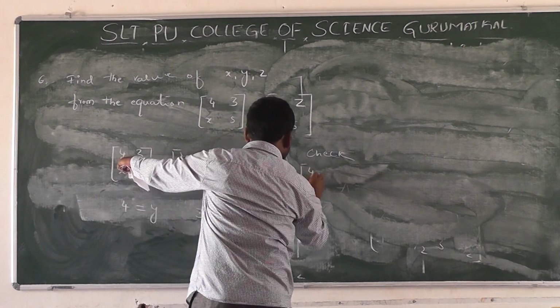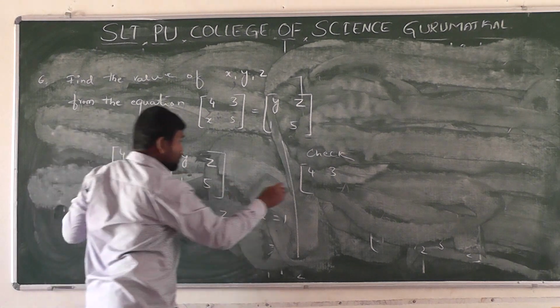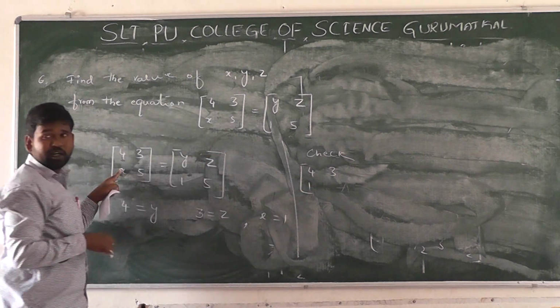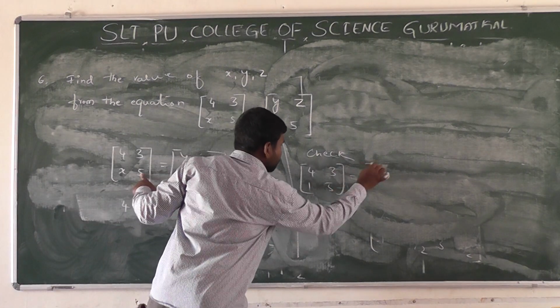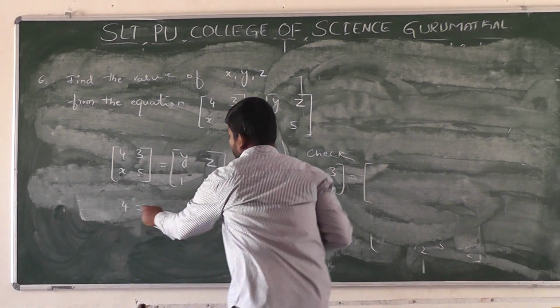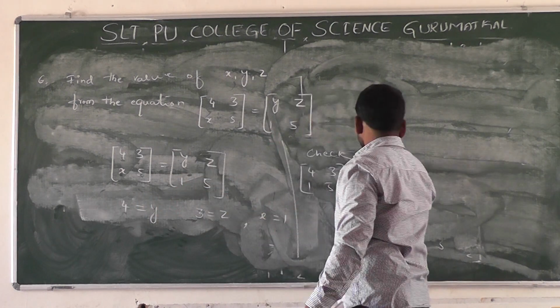Right? 4, 3. X is equal to what here? In place of x we have to put 1. Next, x is equal to 1, and this is 5. It is equal to y. Y is equal to what here? 4. And z is equal to 3.